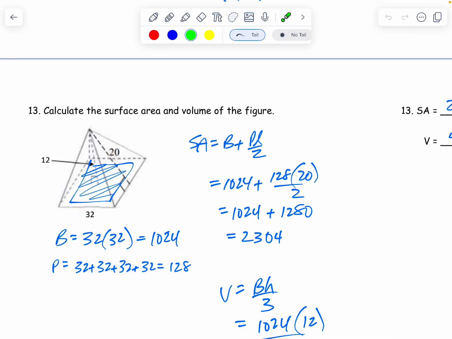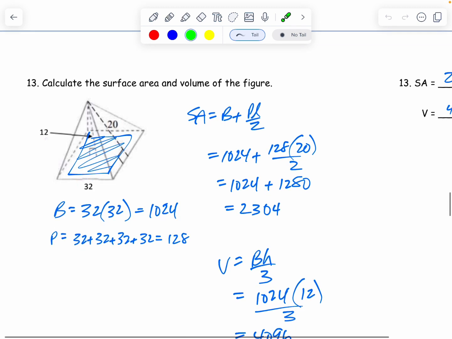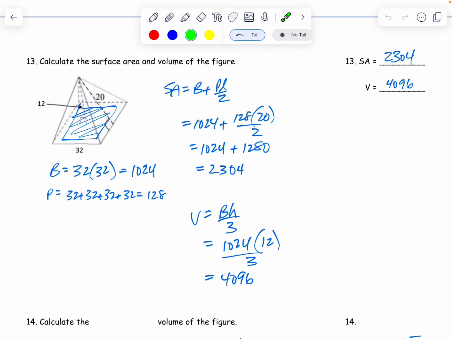Again, we have a surface area and a volume. The only thing that we need to pay close attention to is this is a square down here, so it's 32 and 32. The 20 is the slant height, so that's the L, which is right here, which goes into the surface area formula only. The actual height, which is this number, which is 12, goes into the volume formula right here. You'll notice I'm using 12.